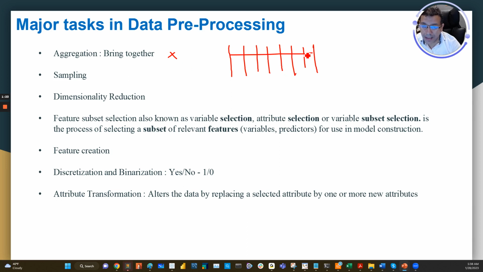Instead of having 12 features, no, we are going to have only one feature, and that is called aggregation.